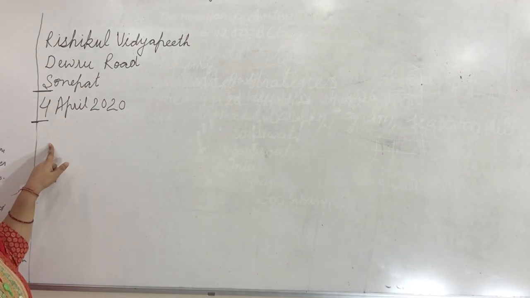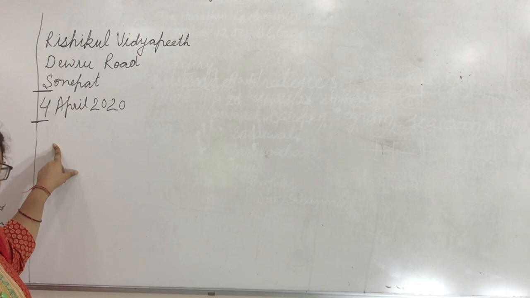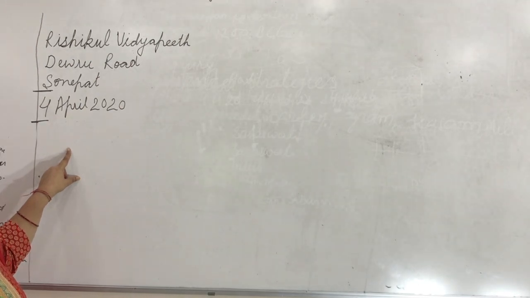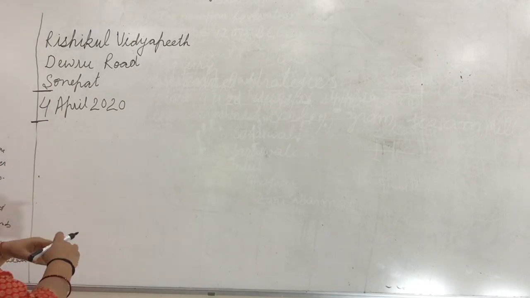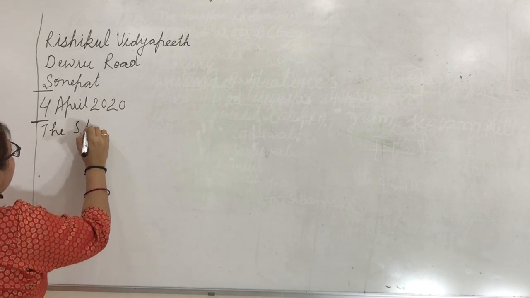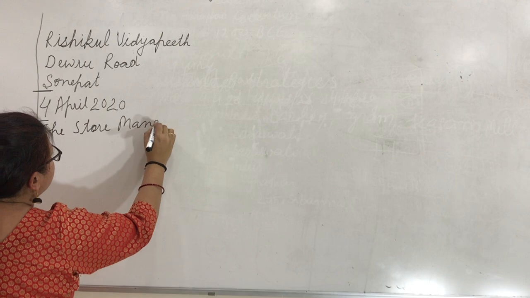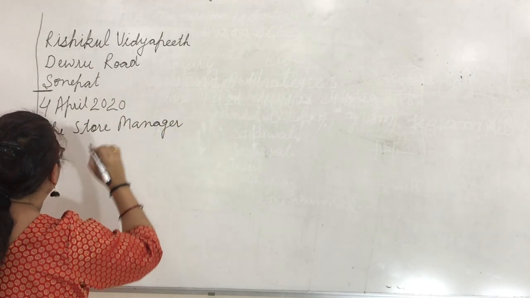Yes. Now we'll write the address of the addressee. And here who is the addressee? To whom are we writing the letter? We are writing a letter to the store manager of a publishing company. So I'll be writing the name of the person first. So who is that? He or she is the store manager.